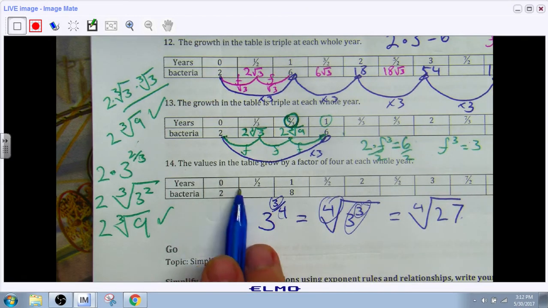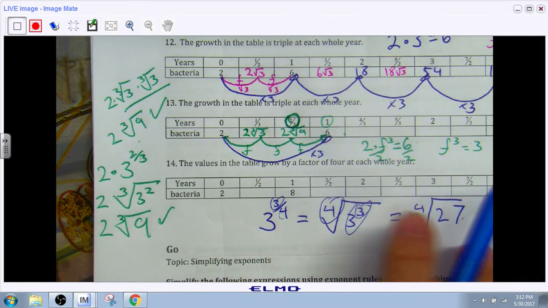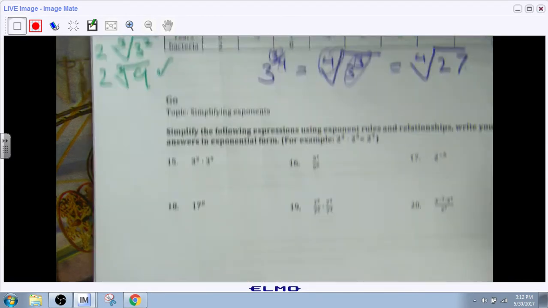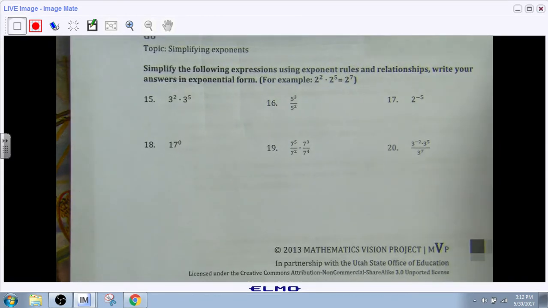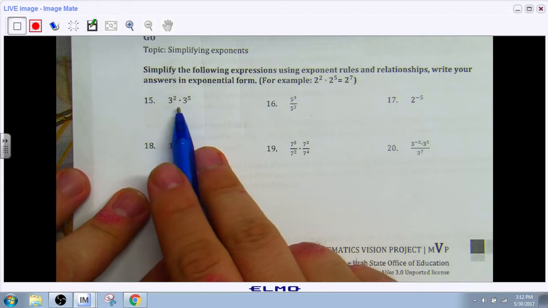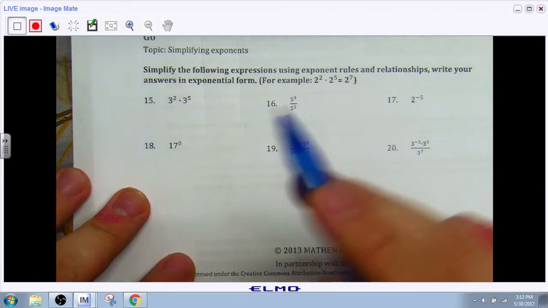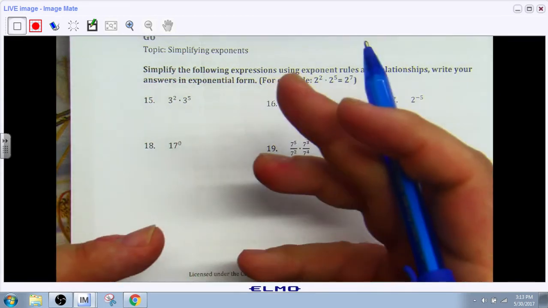14 is interesting because it does halves, but you kind of have to fill in a couple more there. Finally, our go section asks us to simplify these. So the rule when we have exponents is you could evaluate this out. You could do 3 squared, you could do 3 to the 5th power, and then multiply those numbers together.